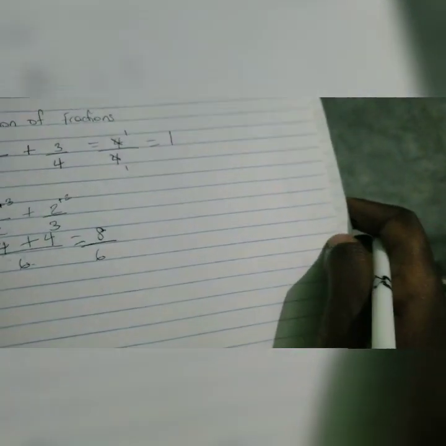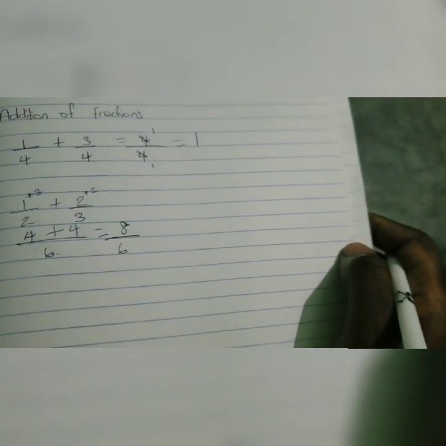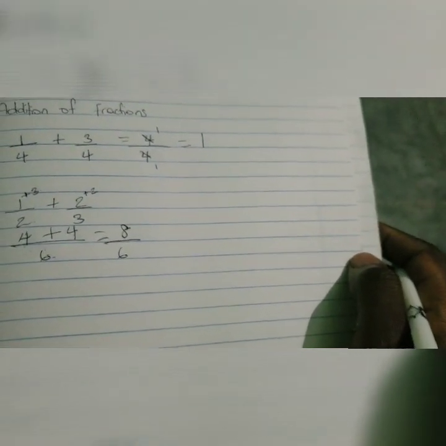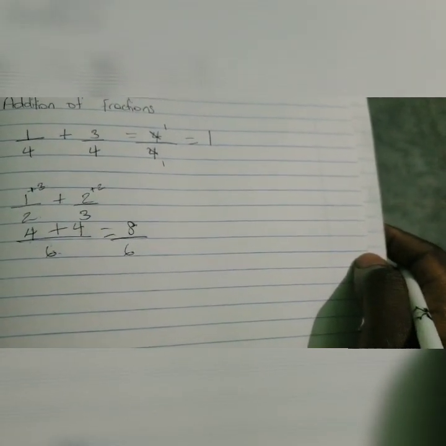Now, guys, I see that 8 is bigger than 6. So that's top heavy. That's called an improper fraction.